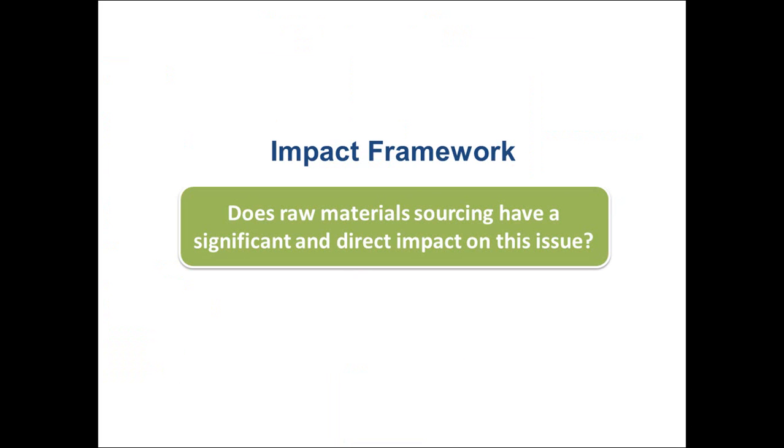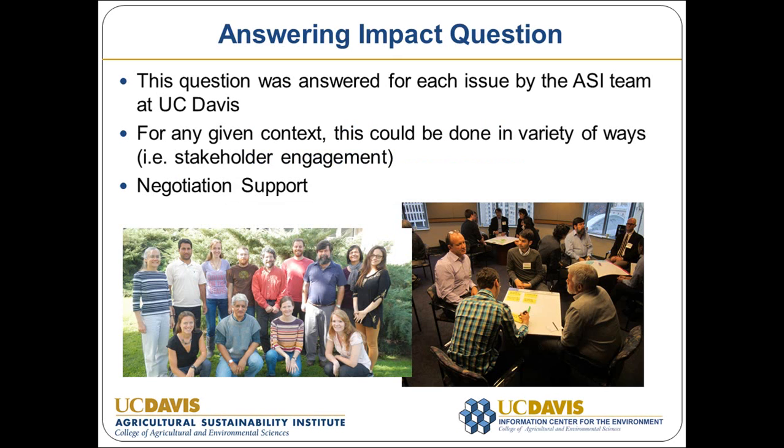Our team did this first for the impact framework by asking the following question for each one of those issues. We said, so does raw material sourcing have a significant and direct impact on this issue? So if this was generically true for a given issue, meaning in the context of the entire global food system, we placed that issue in the impact framework. And the picture here on the left shows our UC Davis team.